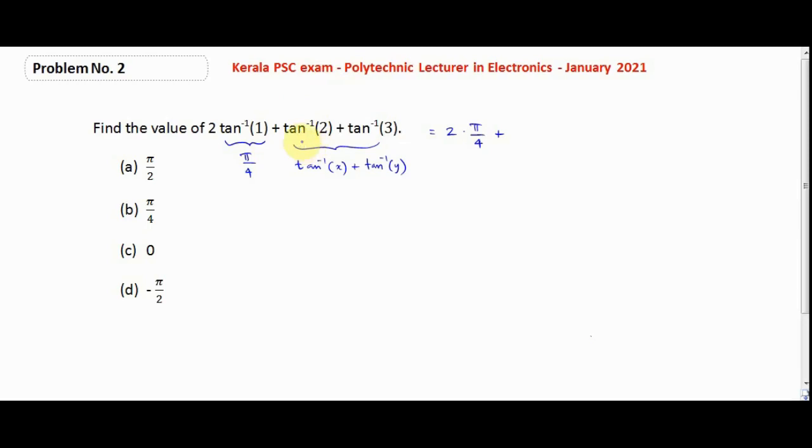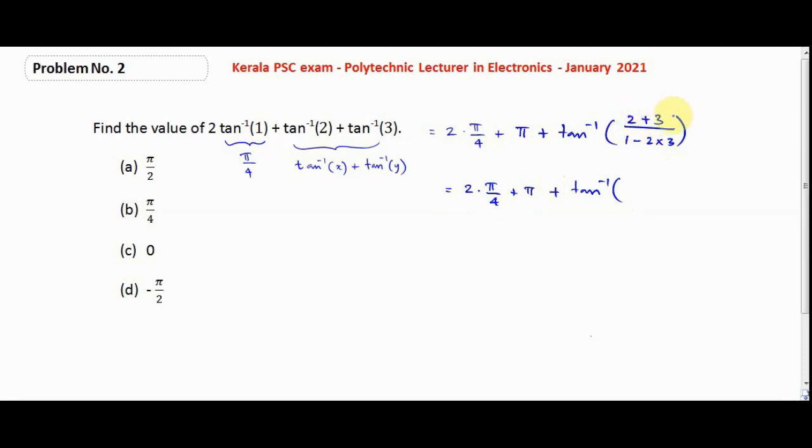So here we have tan inverse of 2 plus tan inverse of 3, and let's rewrite it as pi plus tan inverse of (2 plus 3) divided by (1 minus 2 into 3). Okay, now once we simplify this, we will be getting it as 2 into pi by 4 plus pi plus tan inverse of, here we have 2 plus 3, that is 5.